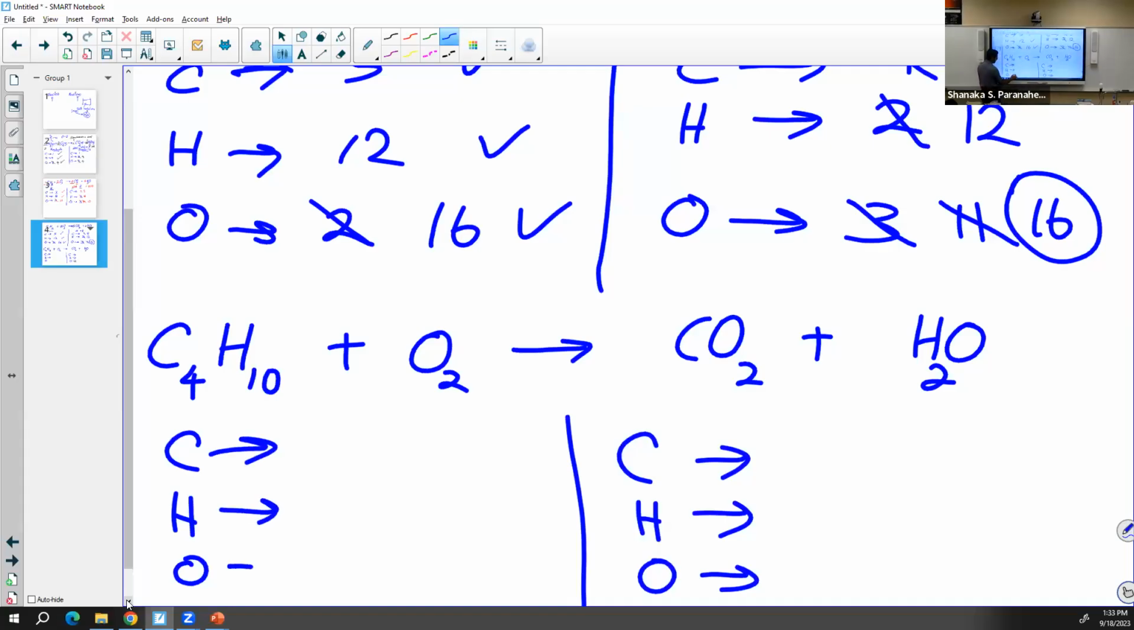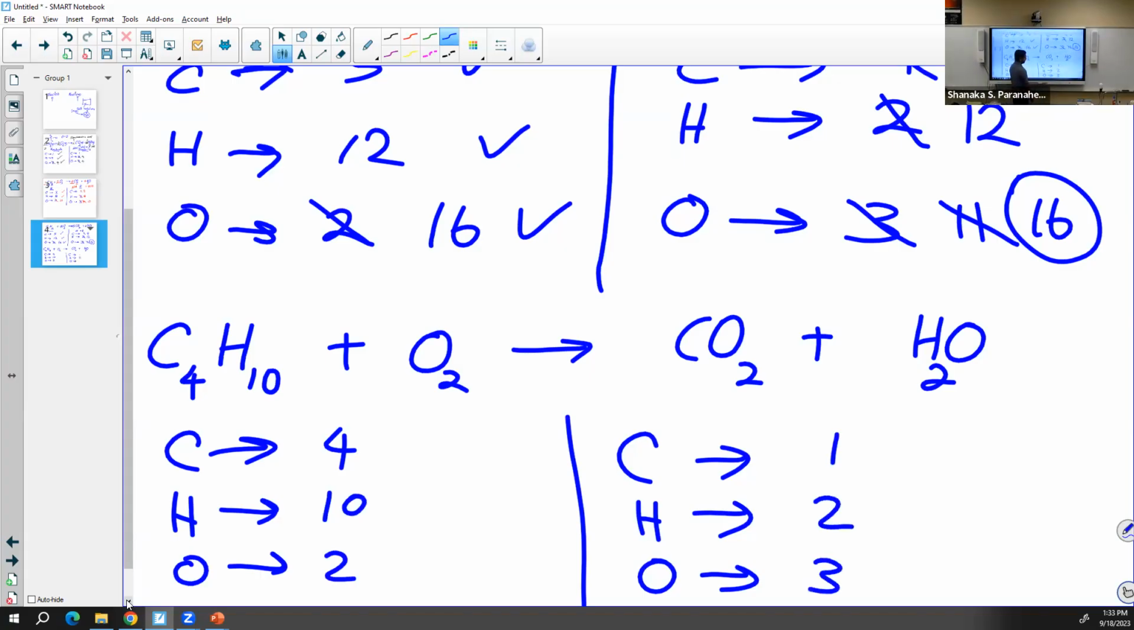Did anyone balance this reaction? No? What is the number in front of oxygen? Okay, we'll see. I don't think it's 10. So carbon, how many carbons? 4. How many hydrogen? 10. How many oxygen? 2. Product side would be the same.